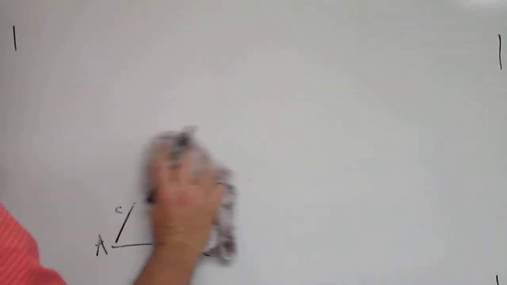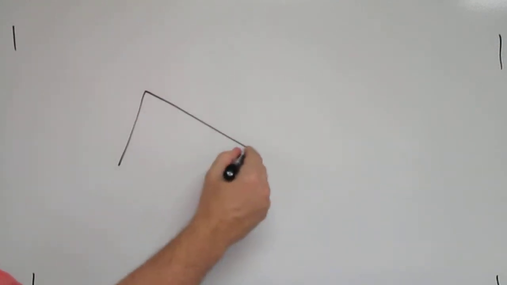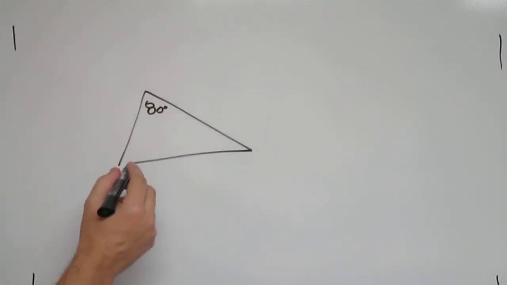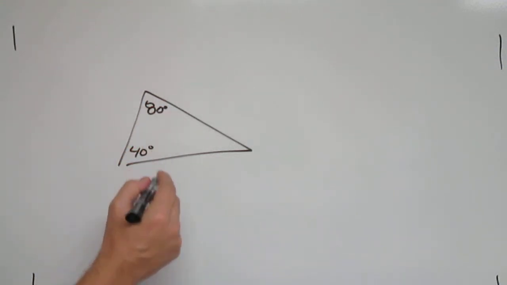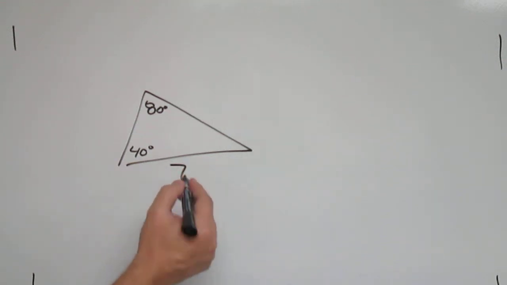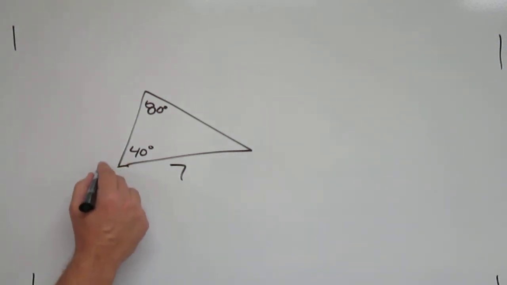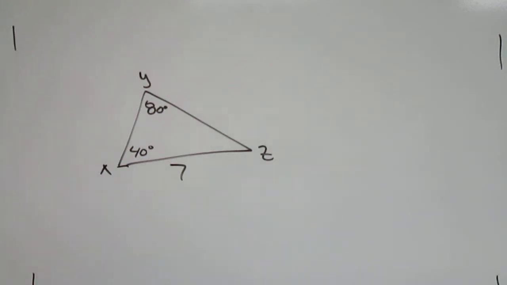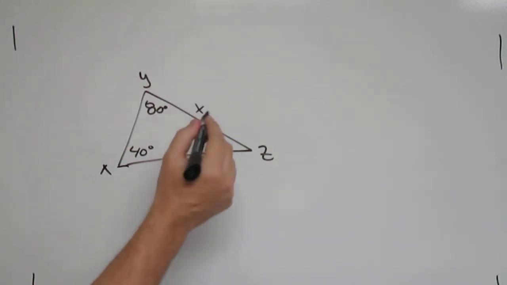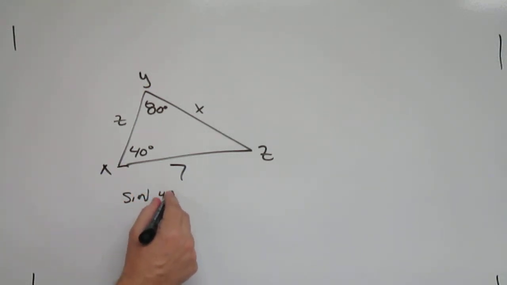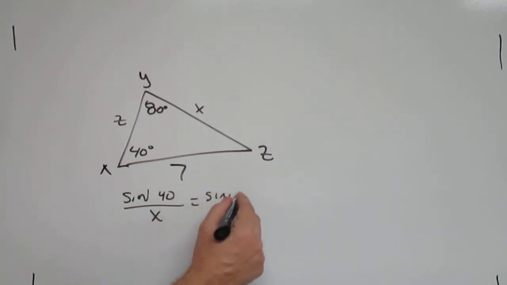So if I knew that I had a triangle and I knew this was 80 degrees and this was 40 degrees and I knew that this side here was 7, I could figure out everything in this triangle because if I just put in x, y, z and called this side x and this side z, then I could say the sine of 40 over x is equal to the sine of 80 over 7, cross multiply and divide, and I would get what x is equal to.